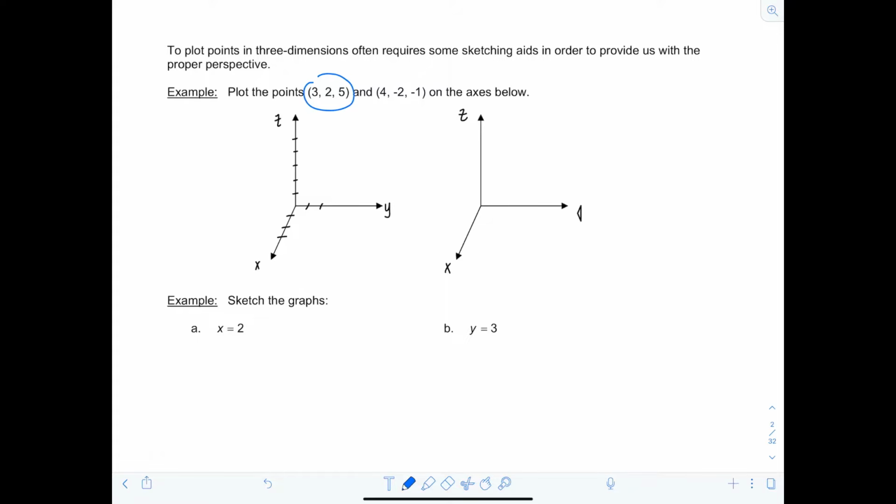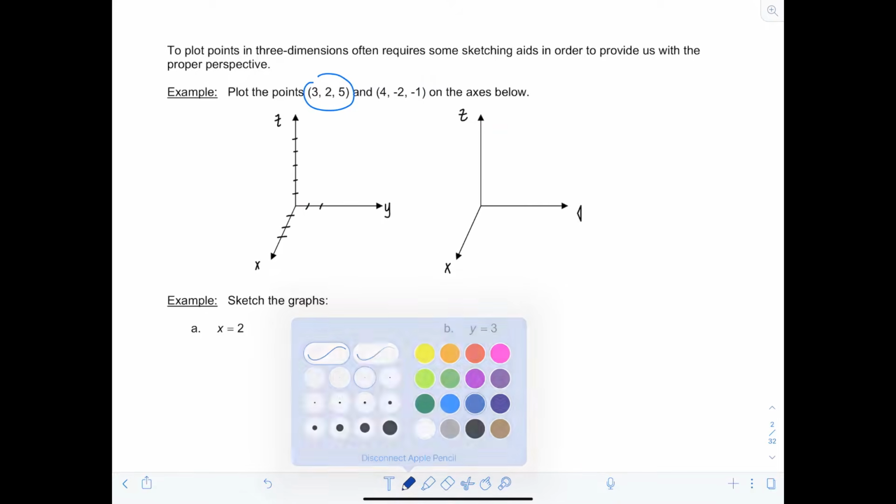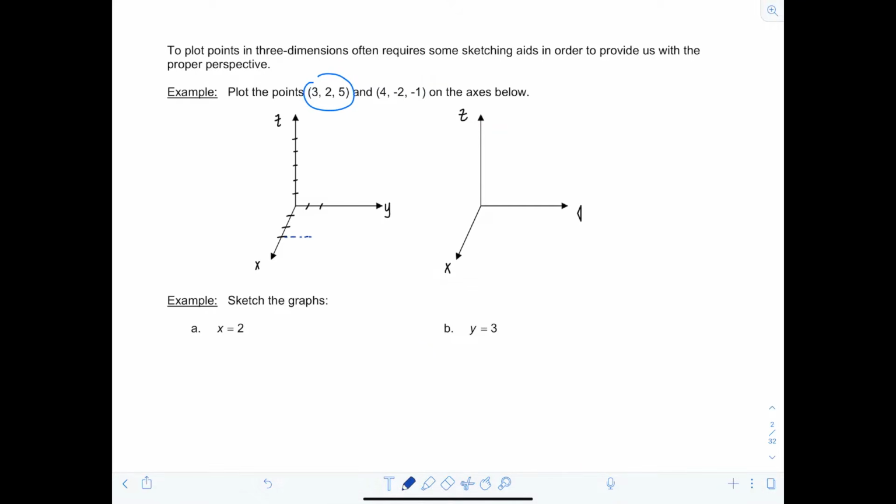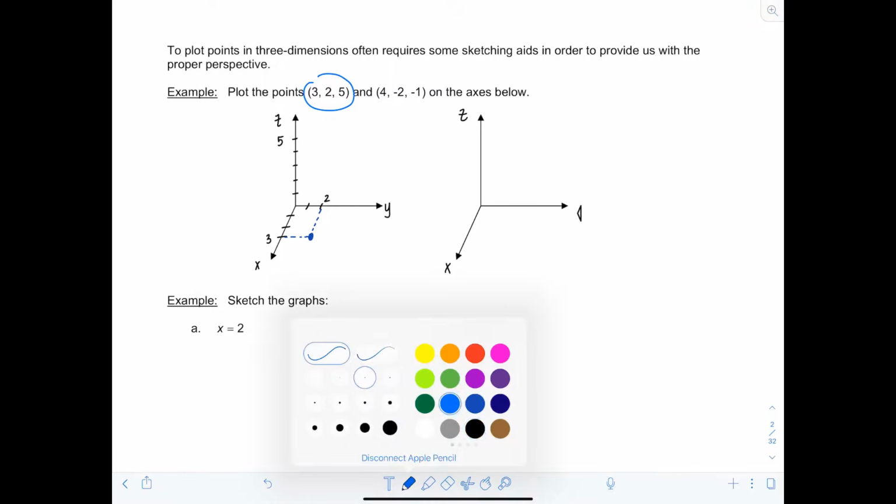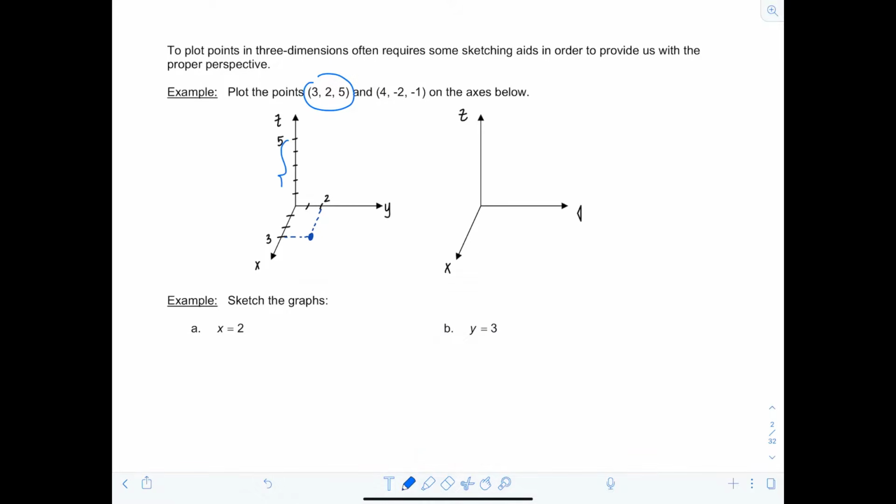So the first part, 3, 2, that's not going to be too hard, right? If I go 3 units in the x direction, 2 units in the y direction, that's going to take me here. But how do I use the proper perspective to show that I need to go up 5 units in the z direction? Well, here's 5 units up in the z direction, right? This was 3, this was 2.